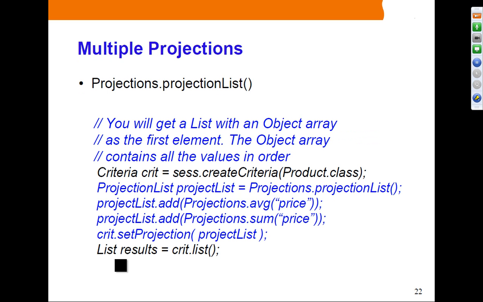Multiple projections. In this case, we want to have the average value of the price and the sum value of the price. When we invoke the list method here, it will return two items in this list.